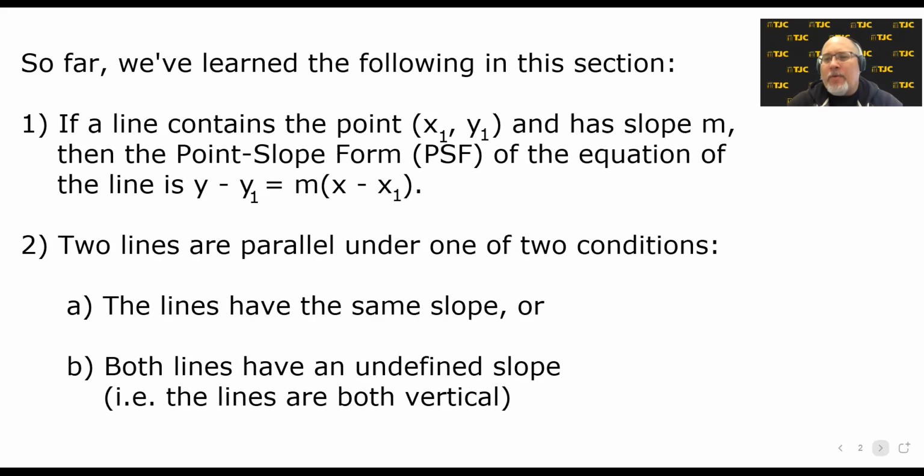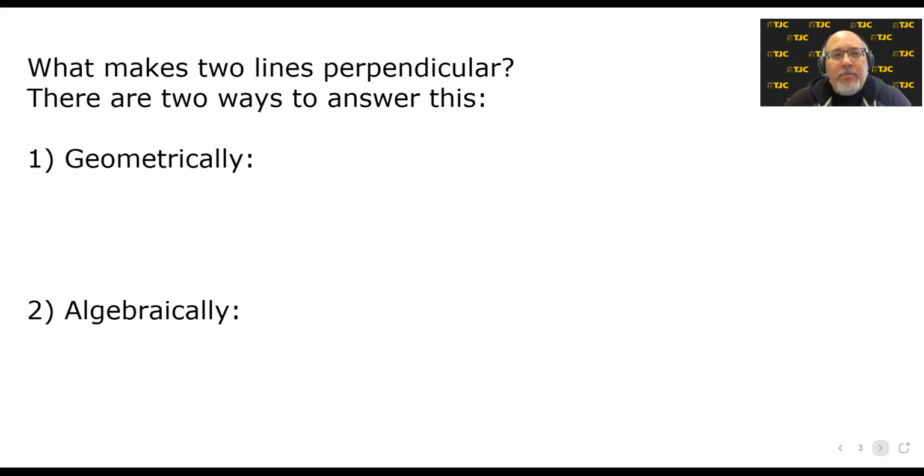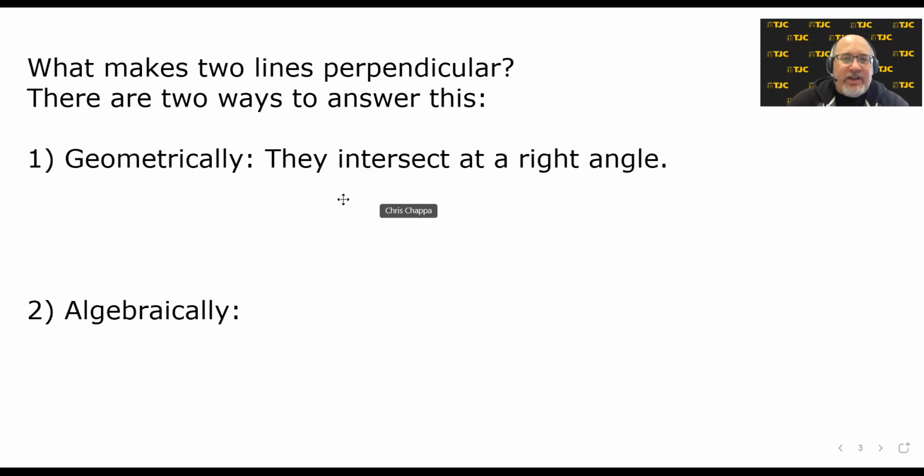And I think most people know what perpendicular lines are, but let's answer the question, what makes two lines perpendicular? And there are two ways to answer this, geometrically and algebraically. I think most people are familiar with the geometric reason that two lines are perpendicular. They intersect at a right angle.